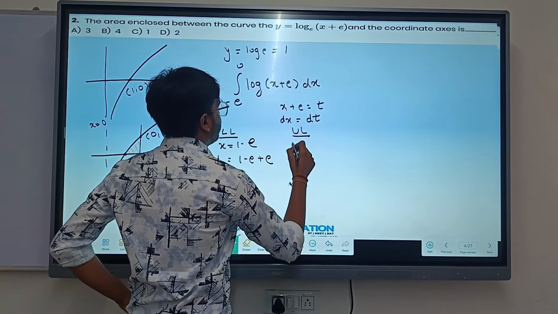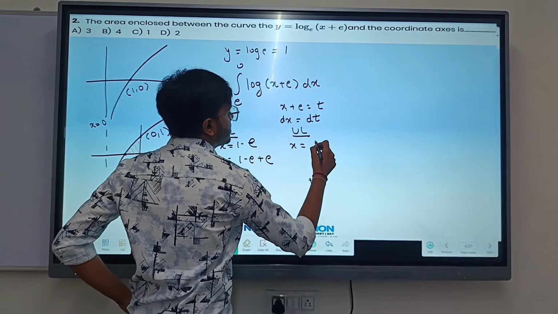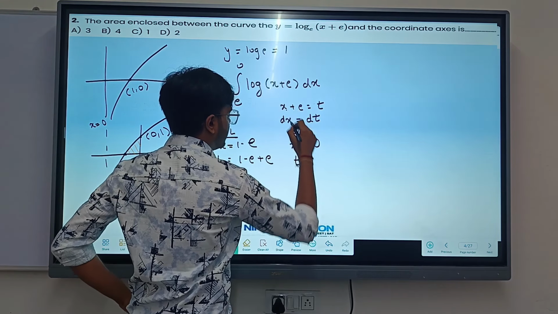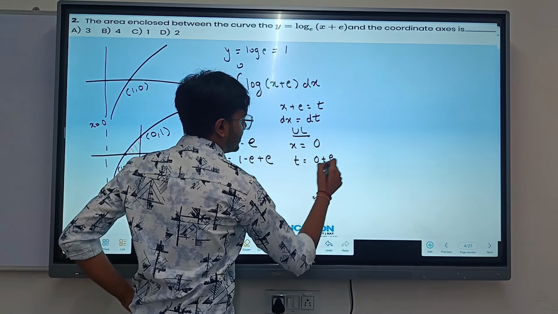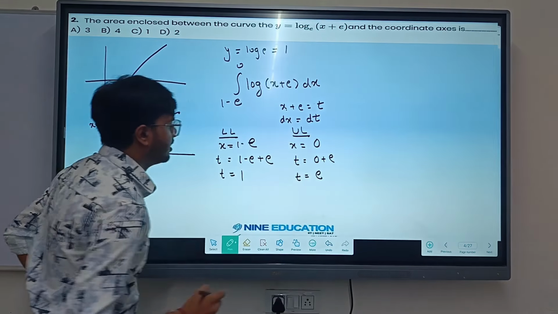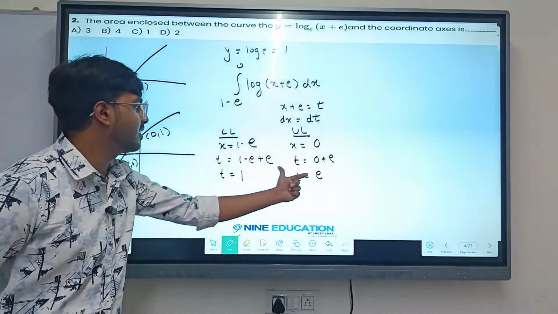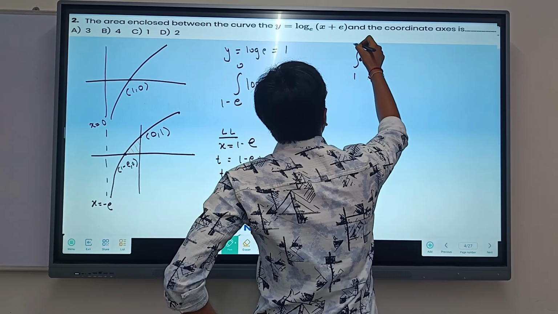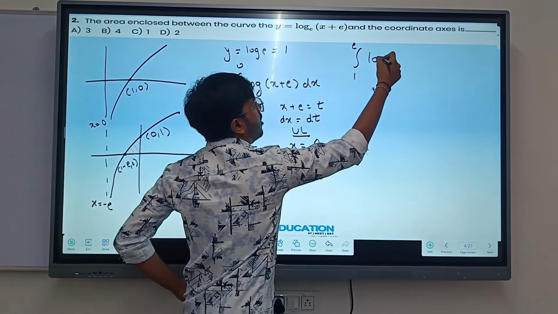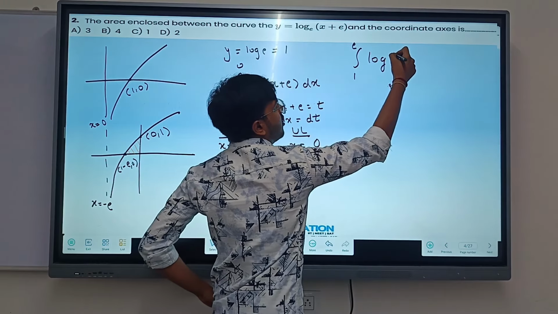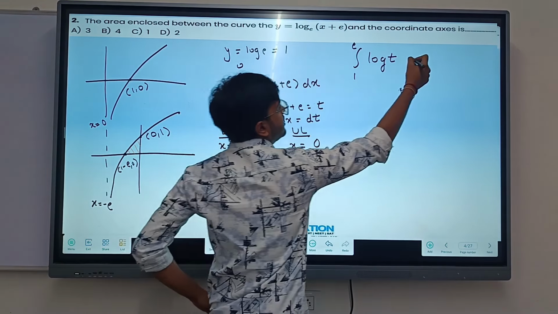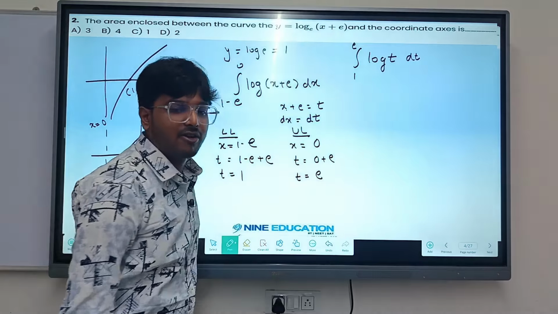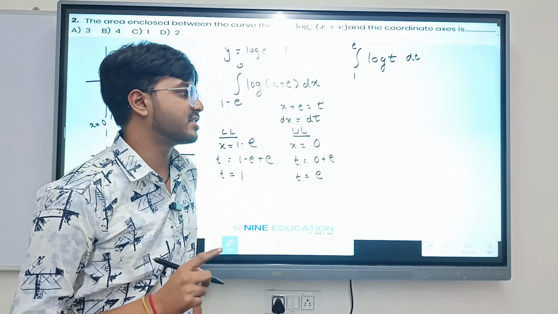The upper limit for x was 0. So for t it will be 0 plus e, that is e. So the lower limit for t is 1 and the upper limit for t is e. So this will become the integral from 1 to e of log of (x plus e), that is log of t, and dx is dt. Now it is better to remember the integration of log x.